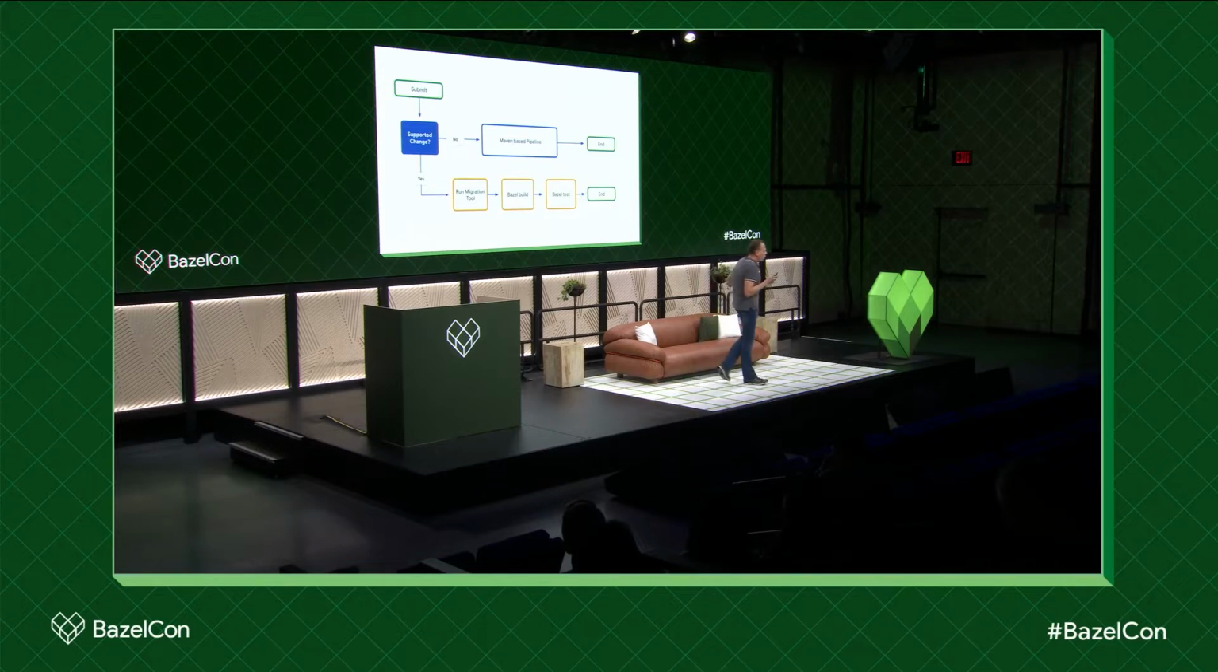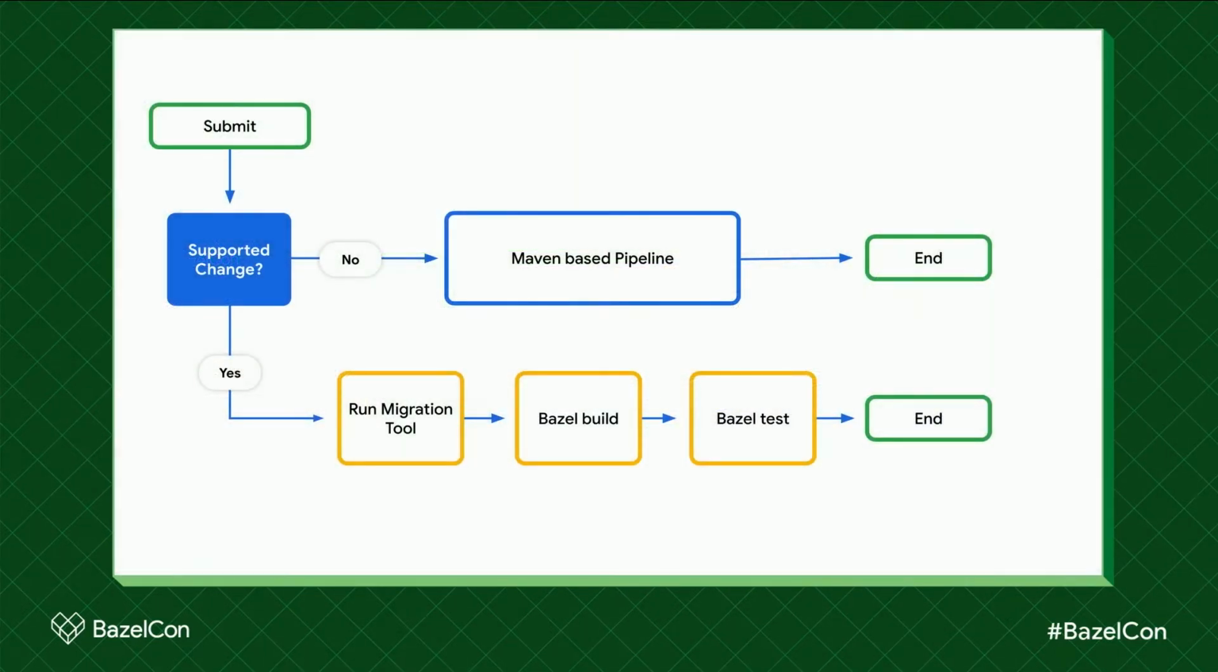So our plan started with: let's analyze the change and make a decision whether the change is actually supported by the Bazel pipeline. Then we build it with Bazel and merge it in. Otherwise, we run it through Maven. And the idea was that our submission pipeline is, because you always have to think about the developer benefit, what's the benefit of this approach?